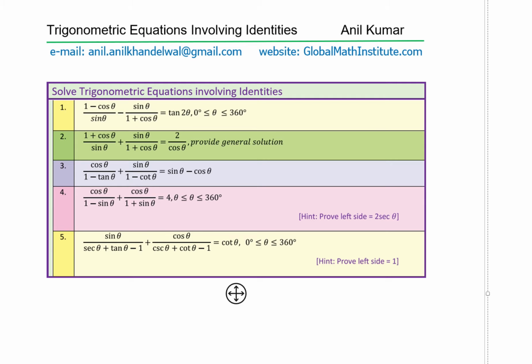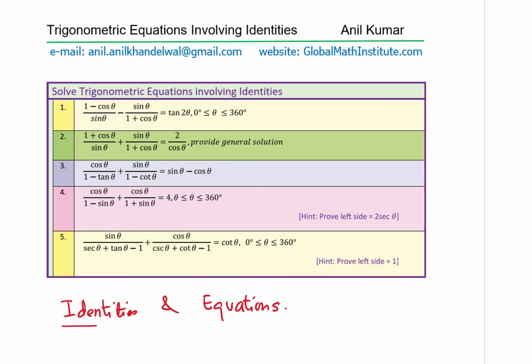Here are extended questions. Many times while proving trigonometric identities, you're also involving equations. So here what we see is the combination of identities and equations. After learning all the concepts, we'll actually take up these questions. You can at present pause the video and take a note of these questions.